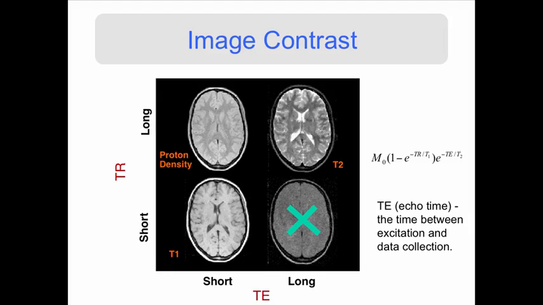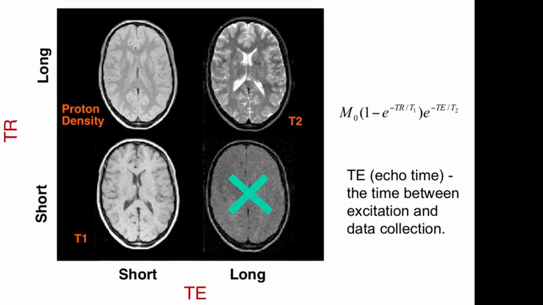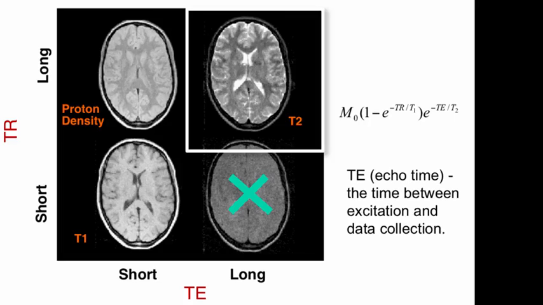Here's an example of how we can get these types of images, and this is the type of image contrast that we're interested in. So for example, if we choose a long TR and a long TE, the long TR is going to cause this term, e to the minus TR divided by T1, to be close to 0. And so now the signal is going to be M0 times the exponential term which depends on TE and T2. So now we're going to get what's called a T2 weighted image.